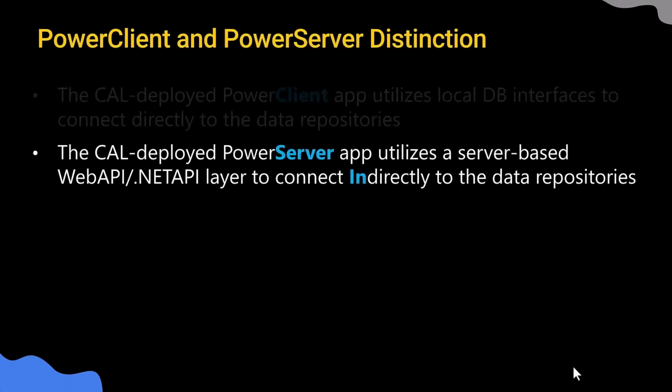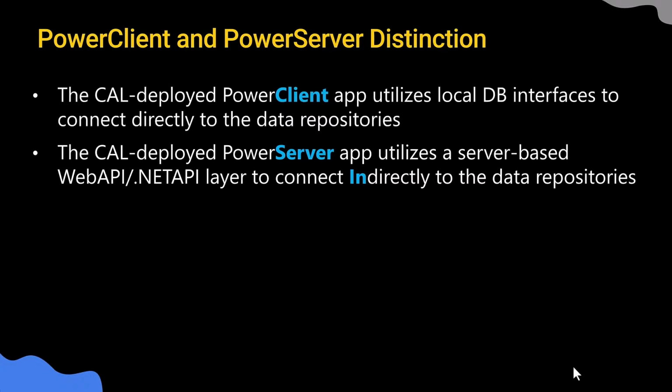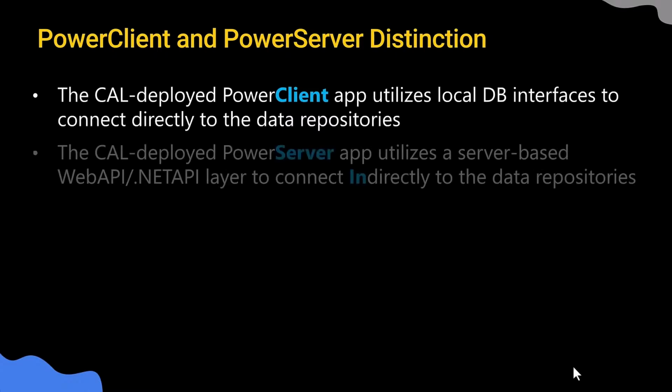So, the CAL deployed PowerClient app utilizes local DB interfaces to connect directly to the data repositories. It is still very much a client-server application. It's just the deployment mechanism is now very different. The CAL deployed PowerServer application utilizes a server-based web API, .NET API layer to connect indirectly to the data repositories.